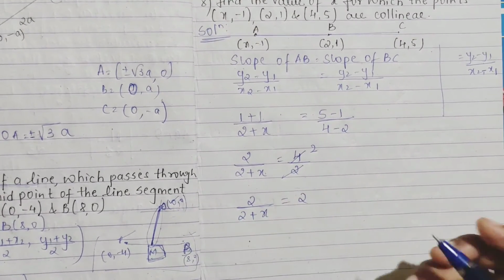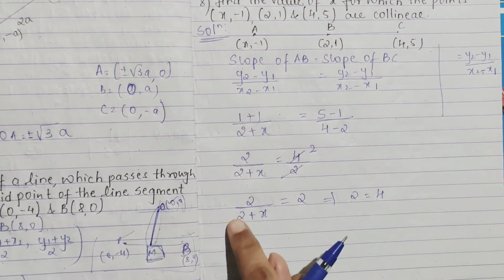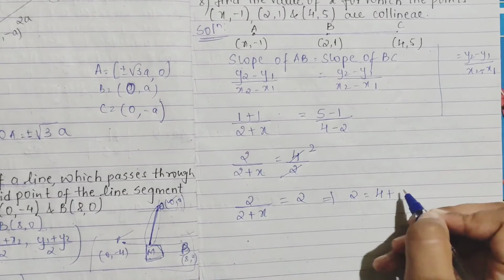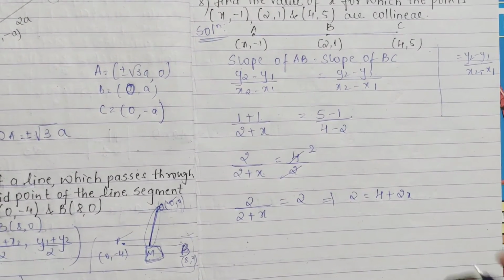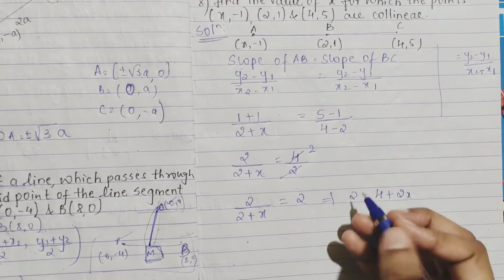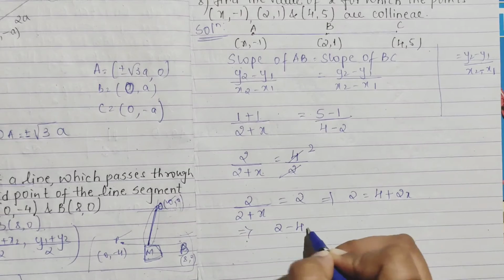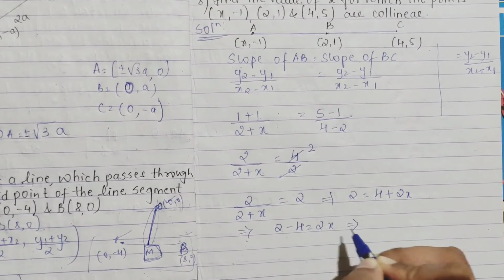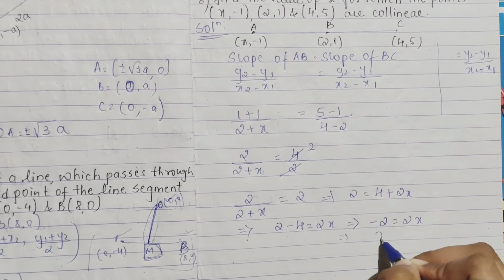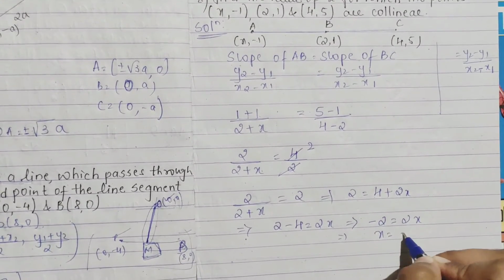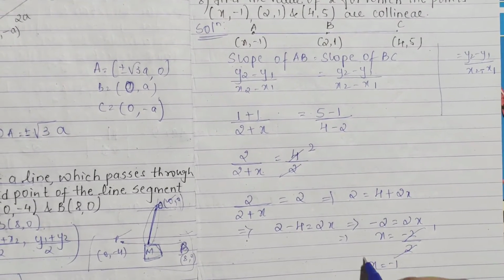So cross multiply it, you will get 2 is equal to 2 2s are 4 plus 2 into x is 2x. So you can take it to the other side fully. So you will get 2 minus 4 is equal to 2x. 2 minus 4 is minus 2, 2x. So x value will be what? Minus 2 divided by 2, so x you will get as minus 1.